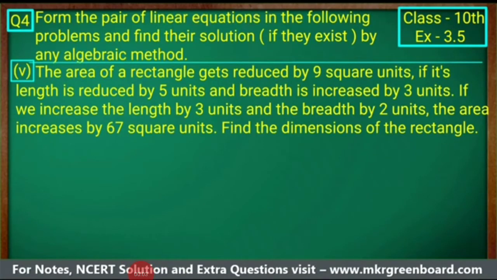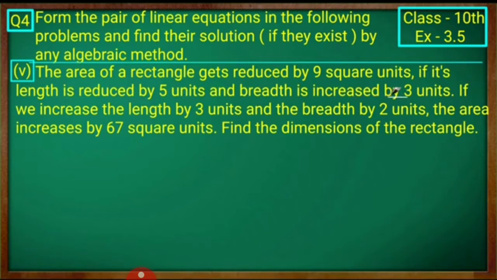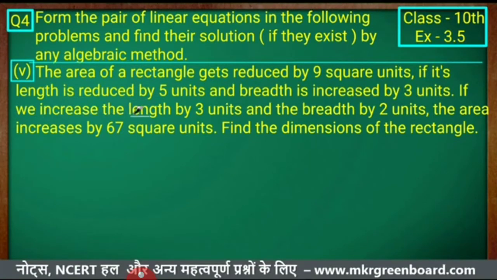See the fifth part of question number 4. In question number 4, fifth part, the area of the rectangle gets reduced by 9 square units if its length is reduced by 5 units and breadth is increased by 3 units. If we increase the length by 3 units and the breadth by 2 units, the area increases by 67 square units. Find the dimensions of the rectangle.